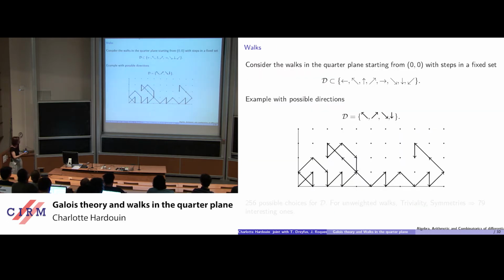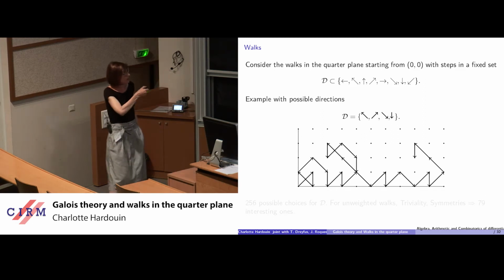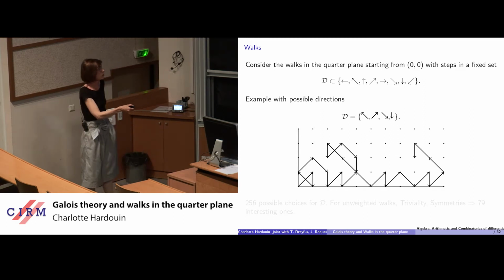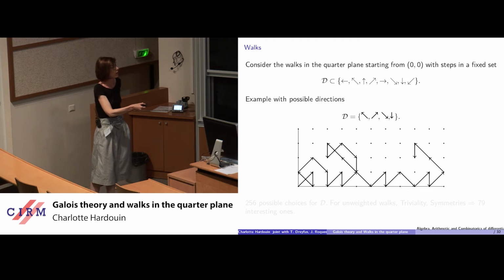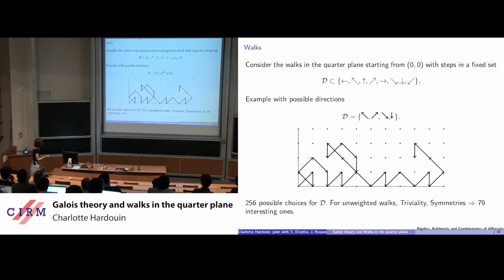Okay, so now I will explain how we can apply this to walks in the quarter plane. A walk in the quarter plane is a sequence of points with integer coordinates, such that you obtain one point from another by a prescribed choice of direction. So I give you an example.